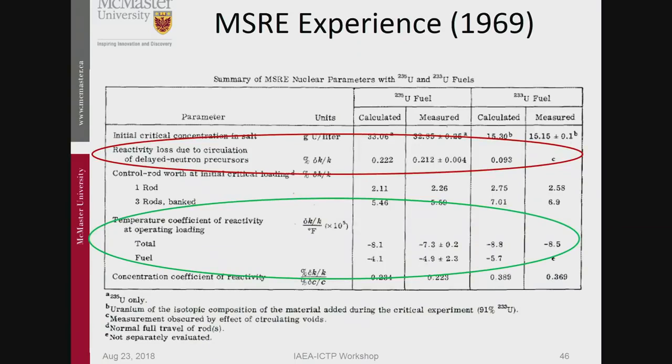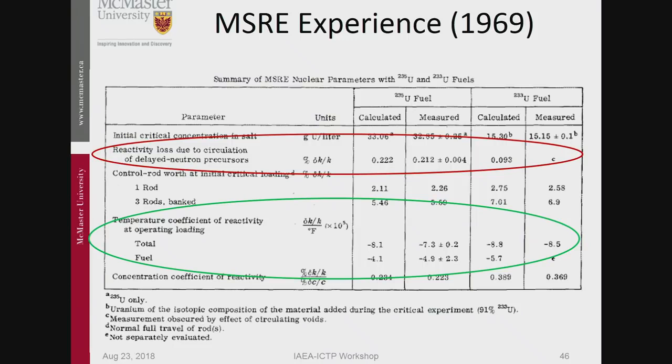Now, if you look at the MSRE experience, this diagram has two features that I would like to say. They have actually calculated that. Reactivity loss due to circulation of delayed neutron precursors. And they have a measured value of 0.2 percent delta K over K. So that means that your 0.006 goes to 0.004, which is quite a bit. But the amazing thing is that the calculation agrees so well with their measurement. Already in the 60s, they were able to take these complicated equations that people get their PhDs on today, and they just calculated it. So, yep, well, that's it.